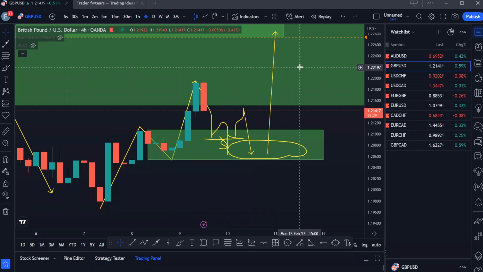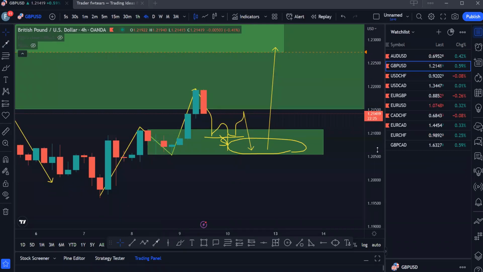Zacchaeus, I hope that is clear. If it's not clear, please let me know. Right, so you have two trade ideas for GBP USD, what you should wait for. We have a buy trade idea, and then you have a sell trade idea.